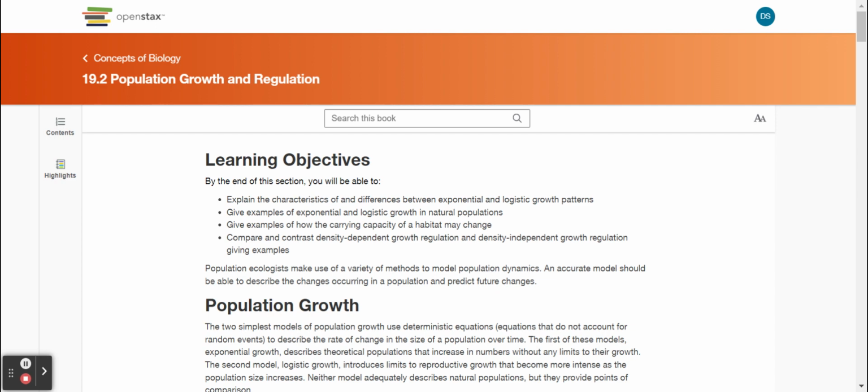Population ecologists make use of a variety of methods to model population dynamics. An accurate model should be able to describe the changes occurring in a population and predict future changes.